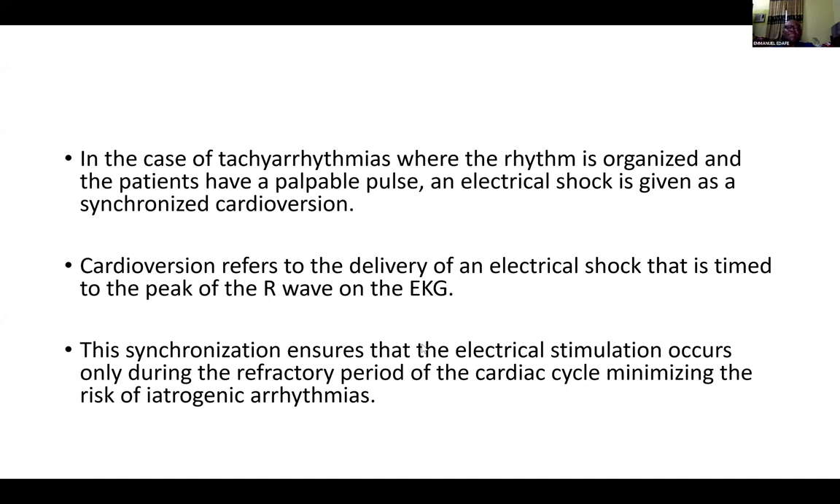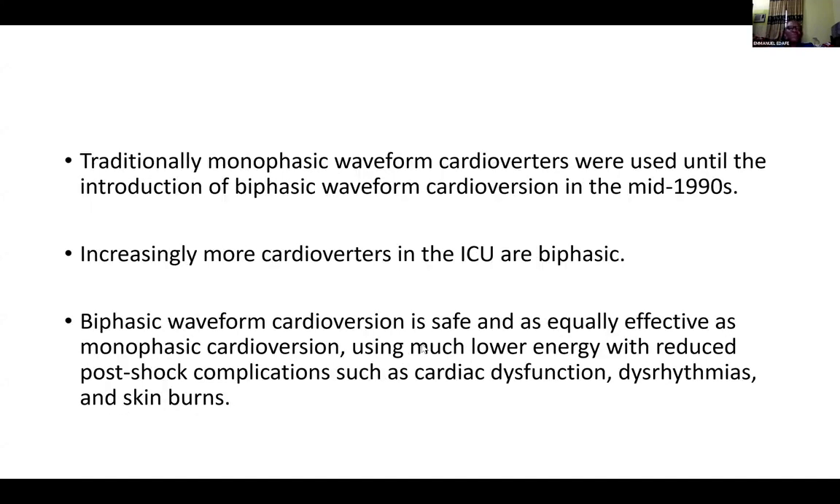It's a synchronization ensuring that electrical stimulation occurs only in the refractory period of the cardiac cycle, that is the absolute refractory period, not in the relative refractory period. We should note all those terminologies. So over the years, we started with what we call the monophasic, and now we have the biphasic. I will explain it shortly.